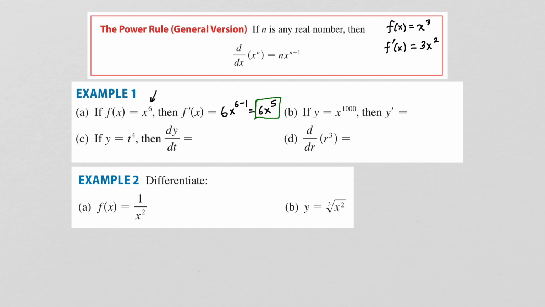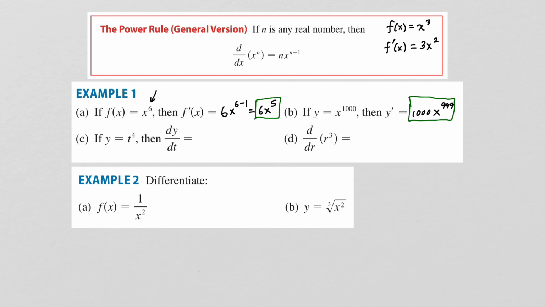And it works no matter how big the power is. So in the second part of this example, if y equals x to the 1000th power, then y prime is 1000 times x to the 1000 minus 1. And of course, 1000 minus 1 is 999. So the derivative would be 1000 x to the 999 power. And although we won't be using functions like this to do actual examples, this example serves to show you that the rule is true no matter what the power is.